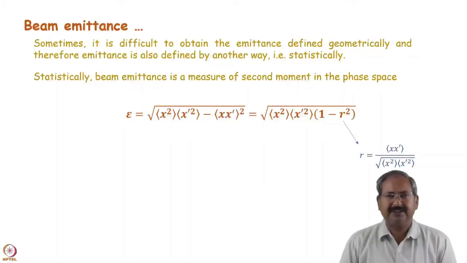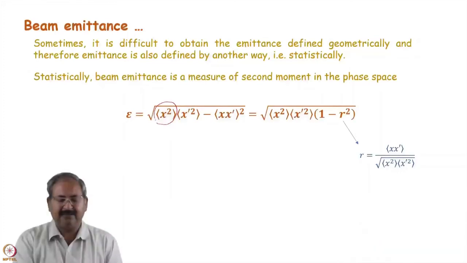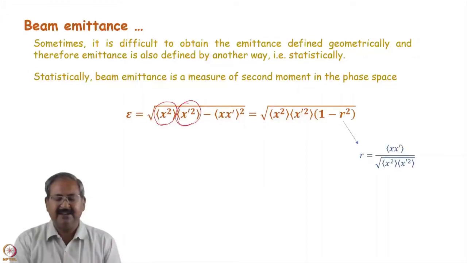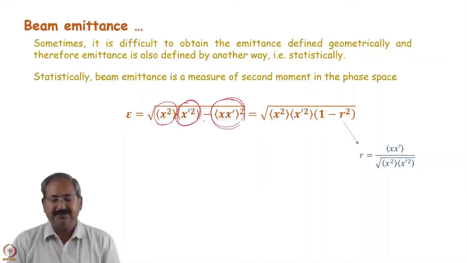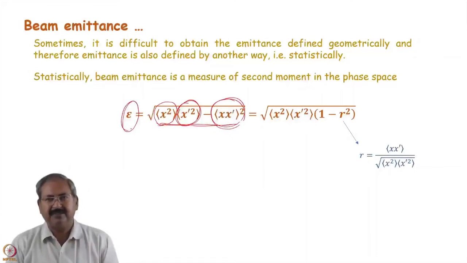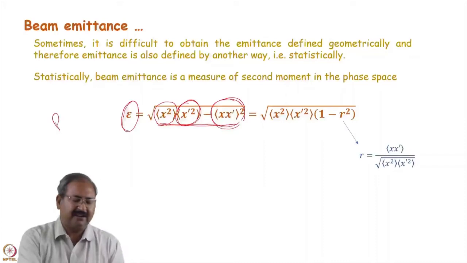Now sometimes if we know the beam distribution, we have seen that there may be a difficulty in obtaining geometrically the largest ellipse, meaning defining the emittance using the geometry may be difficult. However, beam emittance can be defined statistically, in that case very easily. If we know the beam distribution, we can obtain the RMS values of the positions, the RMS values of the angles, and the RMS value taken together, x and x prime, meaning a correlation. So this is the second moment for the two-dimensional distribution. So basically emittance is a measure of the second moment of any beam distribution. If we calculate the second moment of any distribution, you will get the emittance. This is the statistical definition of the emittance, and generally known as RMS emittance.